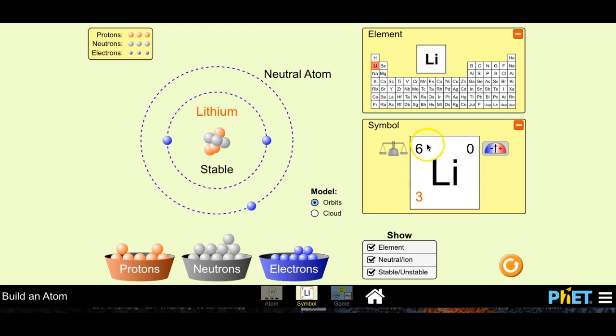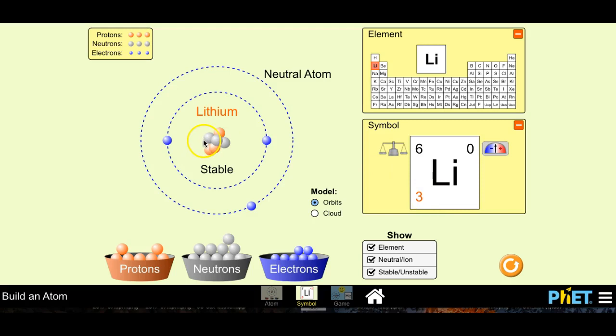Now look what's happened over here. It's got a 6 here and a 3 here. That's because the identity of an atom is determined by how many protons it has. It has 3 protons, lithium. That's what its number here is. Okay, we call that the atomic number because it has 3 protons in it.